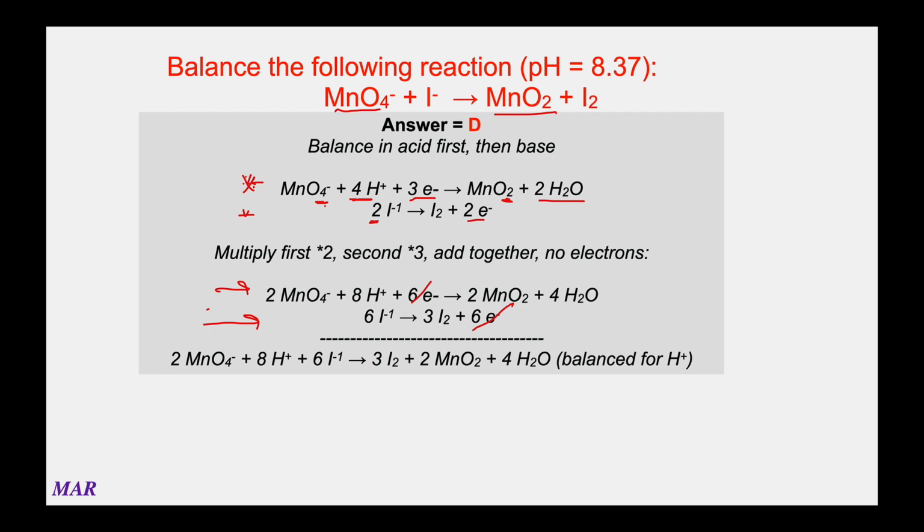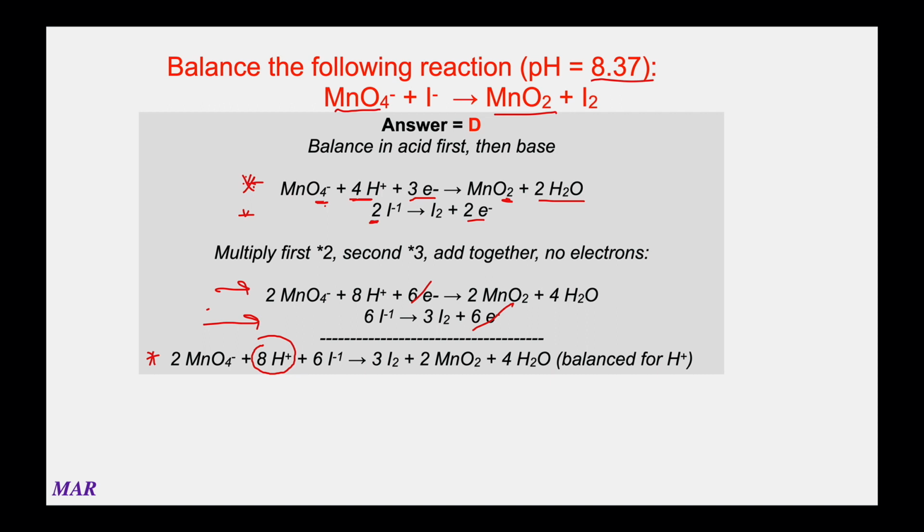And this is the balanced reaction if it were an acid, if your pH was less than 7. But our pH is not greater than 7. So in this way, which is longer, now what we have to do is add just as many hydroxides as you need to get rid of all the H+. So what I would do here is add 8 hydroxides to both sides in order to get rid of the 8 H+. Now H+ plus OH- makes water.